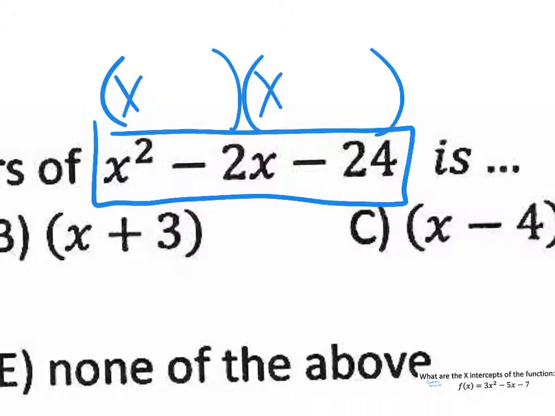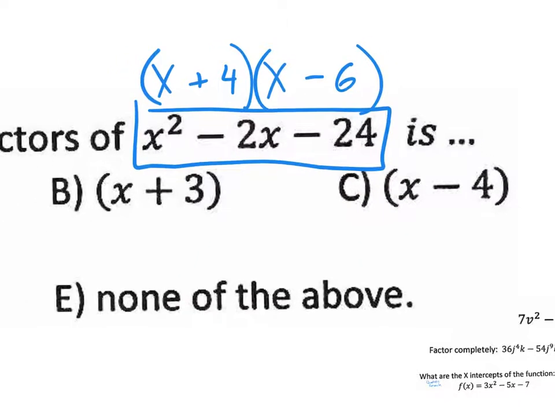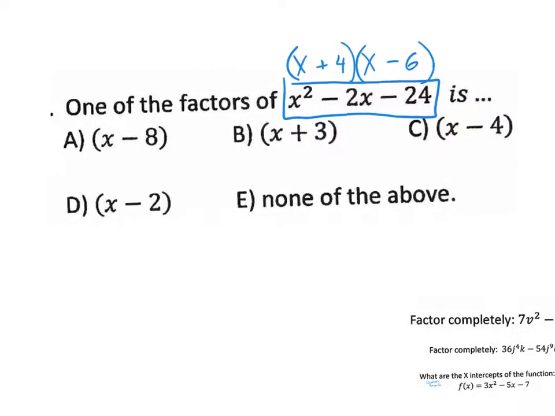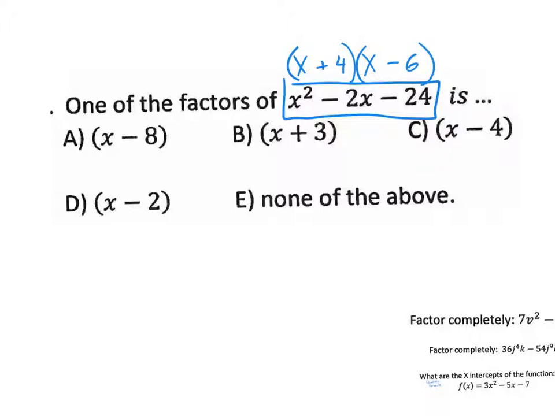What times what is negative 24 that if you add together is negative 2? Come on, people. Help me out here. What times what is negative 24 that if you combine together is negative 2? 4 and 6. Which one's positive? Which one's negative? The 6 is negative and the 4 is positive, right? Okay, so do you know how to factor it? Yes. But they don't give you the answer as what the factored form is, x plus 4 times x minus 6. They ask you which one of the following is a factor, right?